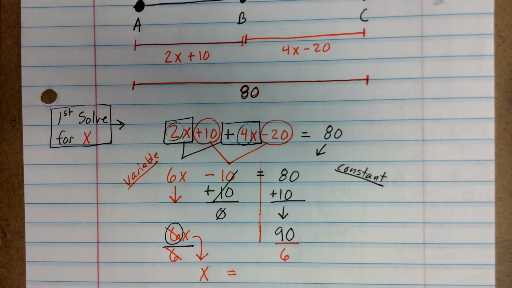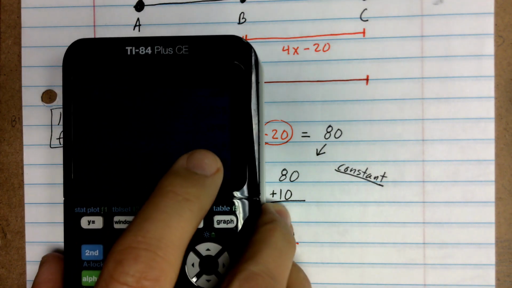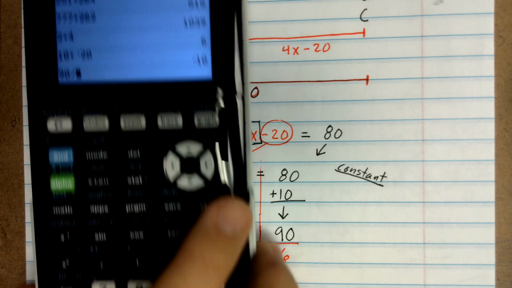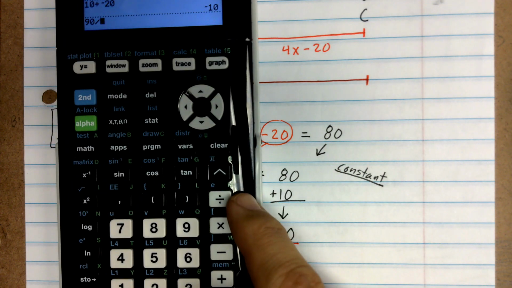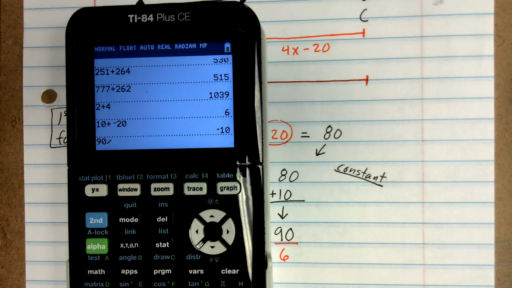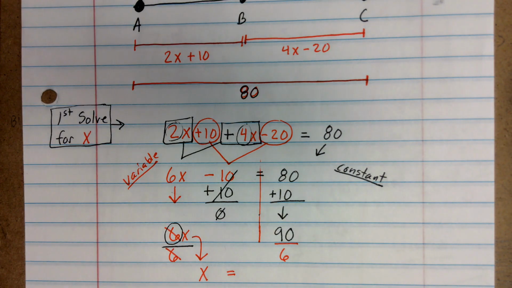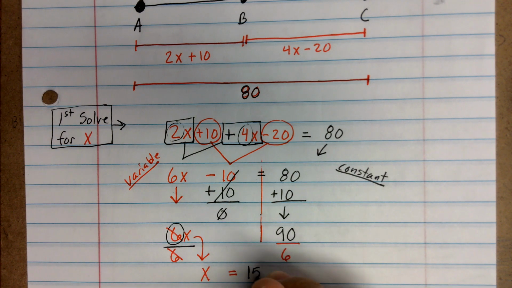And then 90 over 6, I don't know how many times that can go in. We'll just let our calculator do that work. So I'm going to type in 90, hit my division sign, which is that little slash right over here, division. It's that button right there. And then I'm going to type in 6. And it gives me 15. So in this case, we have x is equal to 15.